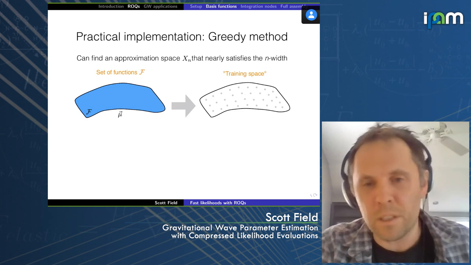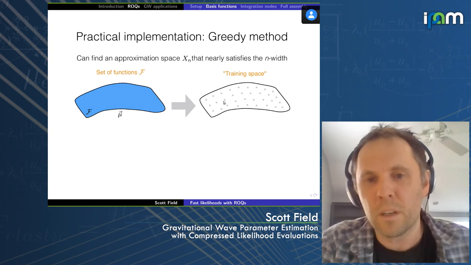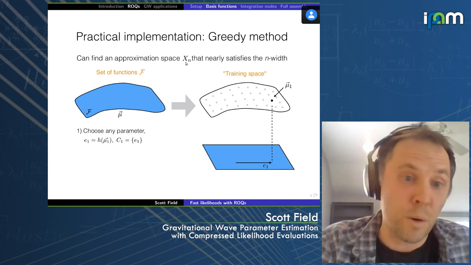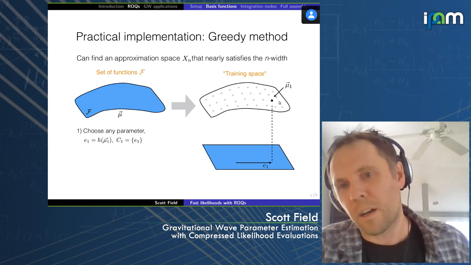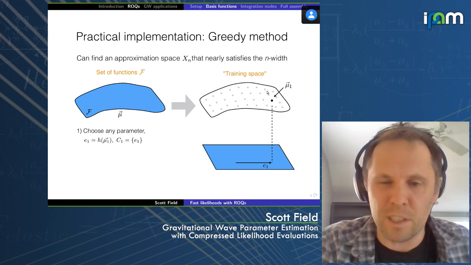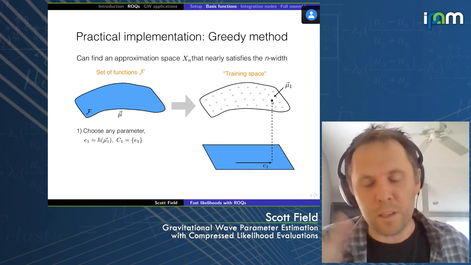The first step is to discretize it. We have to sample this continuum of functions, given by these light gray circles here. This is often referred to as the training space. Then we go about searching for the best approximation space Xn using this greedy method. The first thing we have to do is initialize. We randomly select some point, sometimes called the seed. It turns out that the resulting space that we find is insensitive to the seed choice, but we just have to pick something, and that gives us one basis function. Essentially, we normalize our waveform and call it E1, so it spans a one-dimensional space.